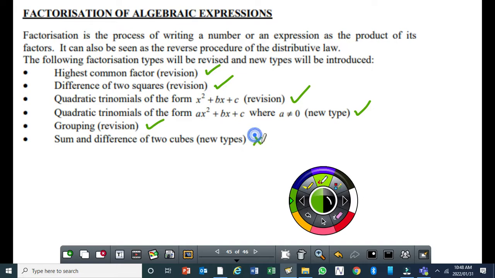Then you will only be introduced to a new type of factorization, which is factorization by a sum and difference of two cubes. Okay, so as you can see here, the bulk of the work is grade 9 work. That's why I told you a week or so ago that most of term 1 work is repetition of grade 9. If you don't understand the grade 10 work, it's a sign that last year you did not understand. Okay, so we're going to go over this now.